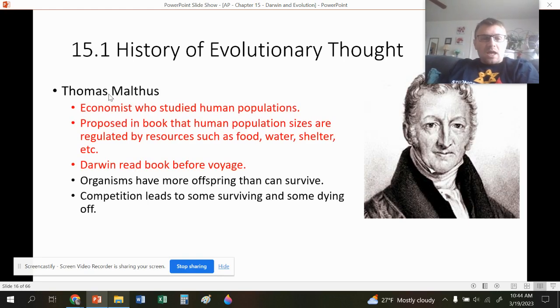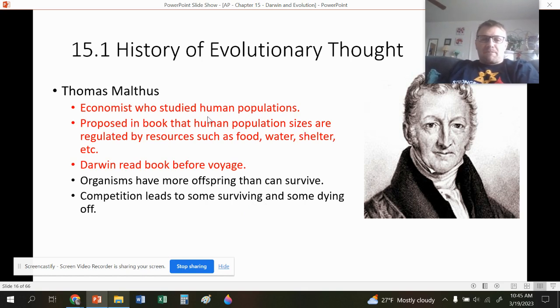Our last guy that I'm going to talk about here is Thomas Malthus. He was an economist, and if you're taking an AP economics class, you might read about Malthus and his understanding of population sizes and driving forces of resources. What Thomas Malthus talked about was that there are too many organisms in an area with not enough resources. And that leads to competition among those organisms, with some of them surviving and some of them dying out.